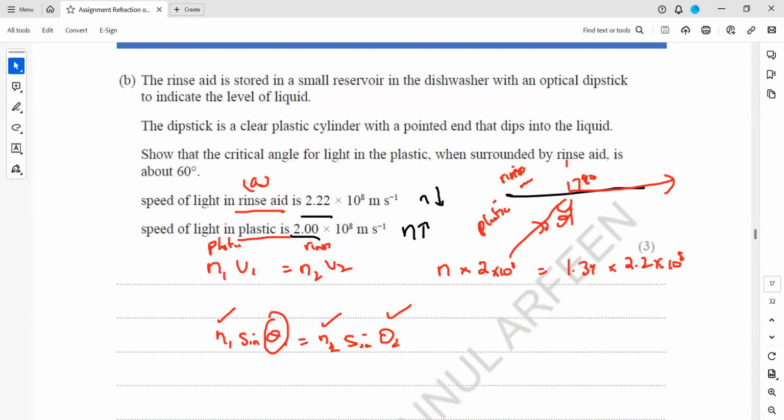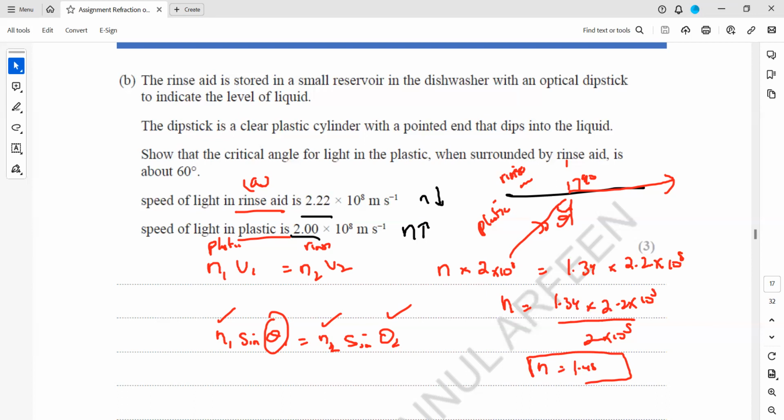Now we need the refractive index. So 1.34 multiplied by 2.2 times 10 to the power 8, divided by 2 times 10 to the power 8. So we get the refractive index 1.48. And it is obvious that the plastic should have a higher refractive index because the light is traveling slower.